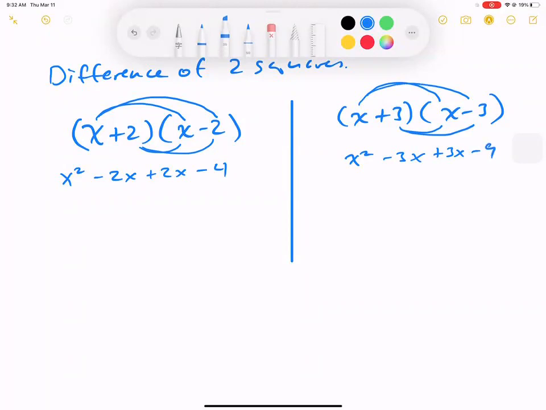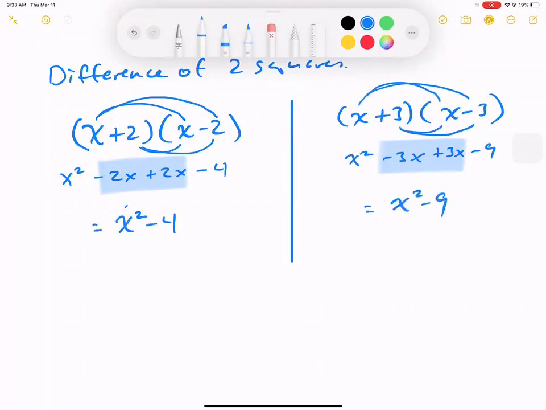Now I want you guys to look at what happens to these middle terms. Remember how we said one was positive and one was negative? What happens to a positive 2x and a negative 2x? Well, they should cancel out. And what we're left with is an even shorter problem. X squared minus 4. Look on the right, negative 3x plus 3x. That cancels out. This is what we have.